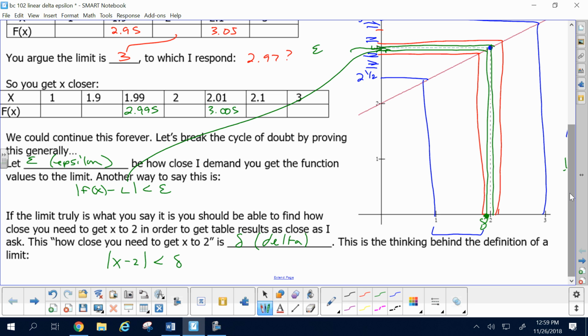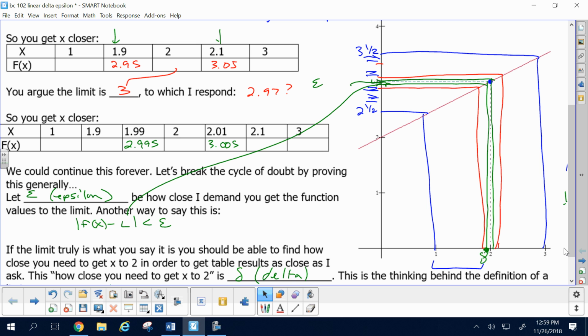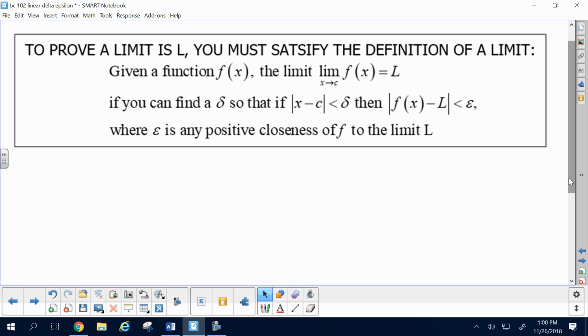Now, the absolute value is there because I don't care if it's above or below. I just want the gap to be the focus, not the over or underestimate. So the absolute value just takes care of the positive or negative part. Now, the idea then is this. This is the fancy pants definition of a limit. The limit is L if you can find that delta such that if I start within delta away from 2, it must follow that the function's y values will be less than epsilon away from L.